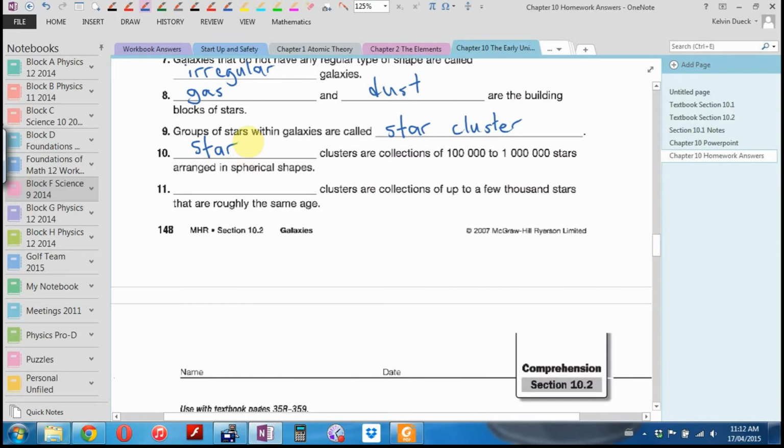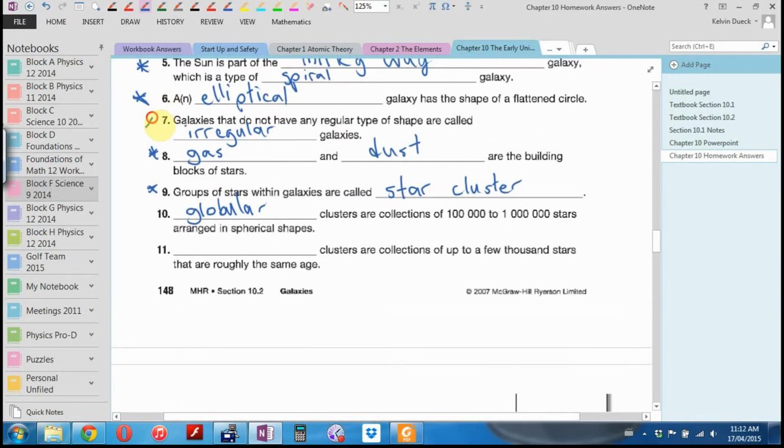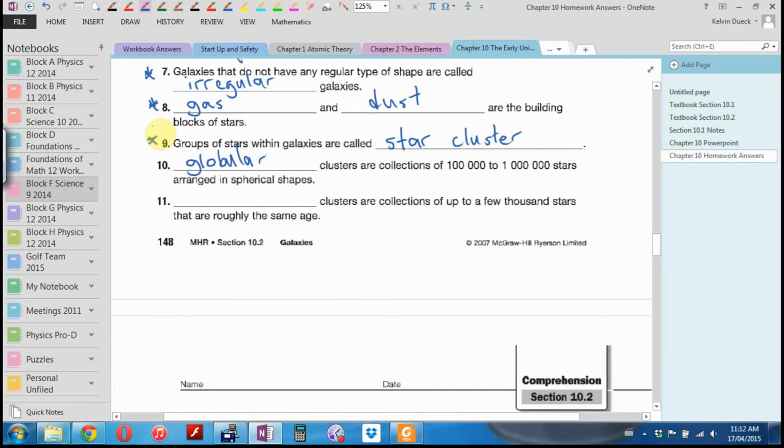We had a special subtype. We called these globular. Now, I am going to say you need to know this, number 9, number 8, and number 7. Globular, meh. And then we have what we call open clusters. Yeah, I'll say, you need to know those two. Those are clusters of up to a few thousand stars that are roughly the same age. Globular clusters are collections of 100,000 to about 1 million or so stars.